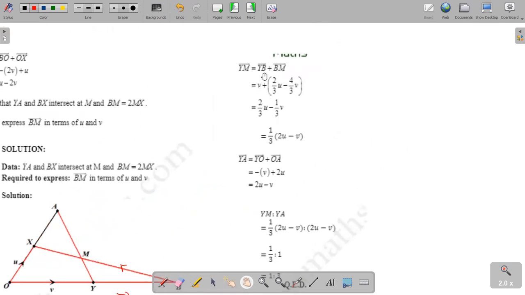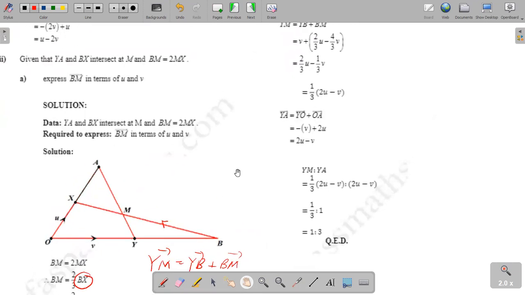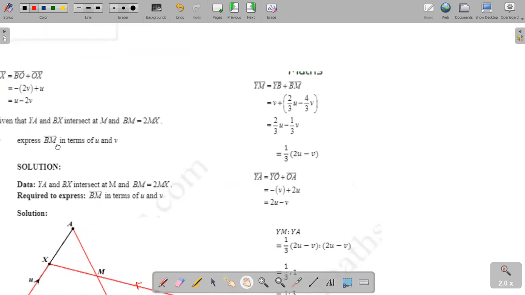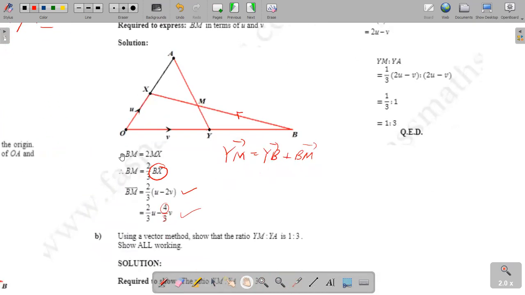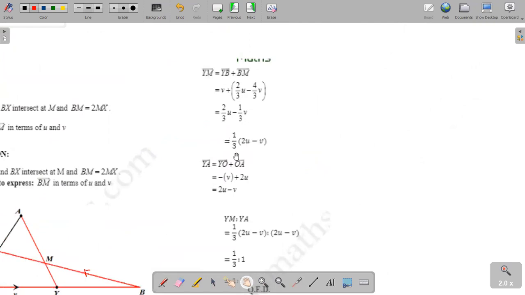Look at here, YB is V and BM. What is BM? BM, we didn't find that just now. What did we find just now? Yeah. Look, BM here, we have found BM. So you take BM, which is this formula here, and you add them.